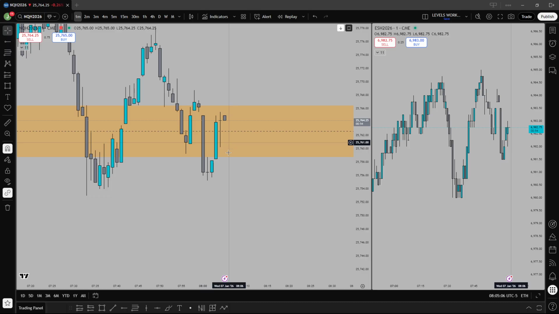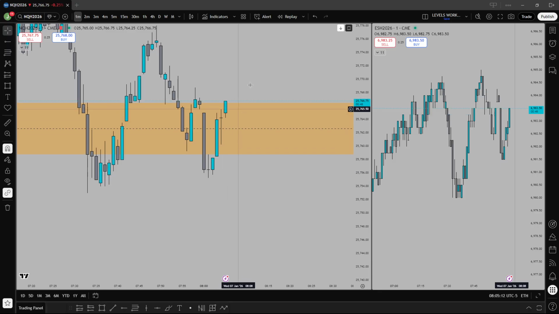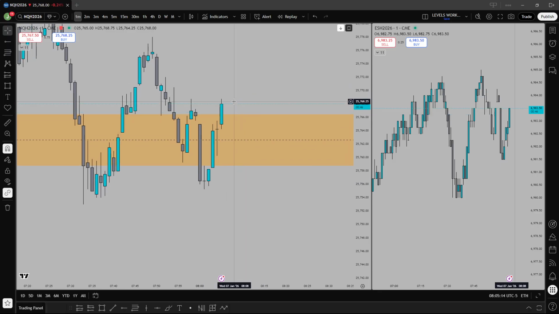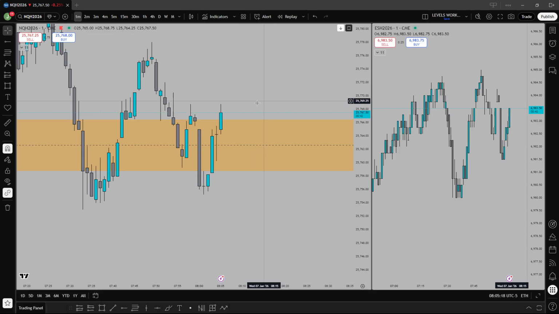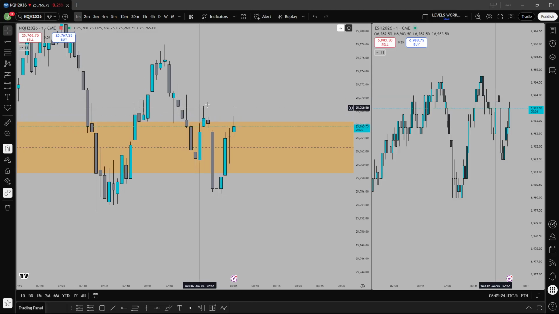Next few candles I wanna see it take over this inefficiency. Sorry. I see no point of going above this high, but we can of course go and turtle soup this high.